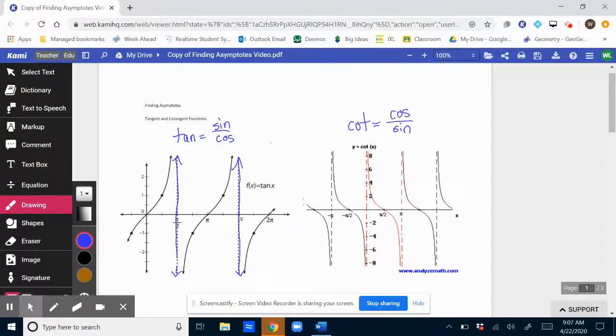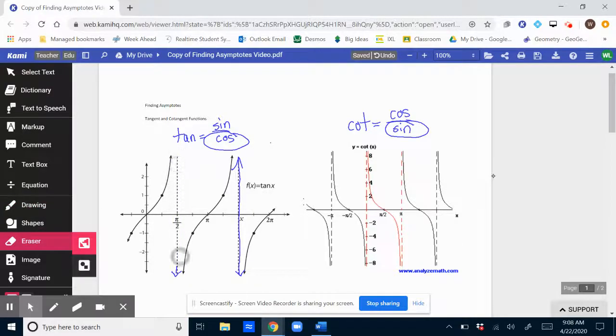Okay, so why would the denominator be 0? Tan is sine divided by cos, so tangent is going to have an asymptote wherever the cosine of that angle is 0. Cotangent will have an asymptote wherever the sine of that angle is 0. If you have a 0 in the denominator, it's undefined, and that's where your asymptotes occur.